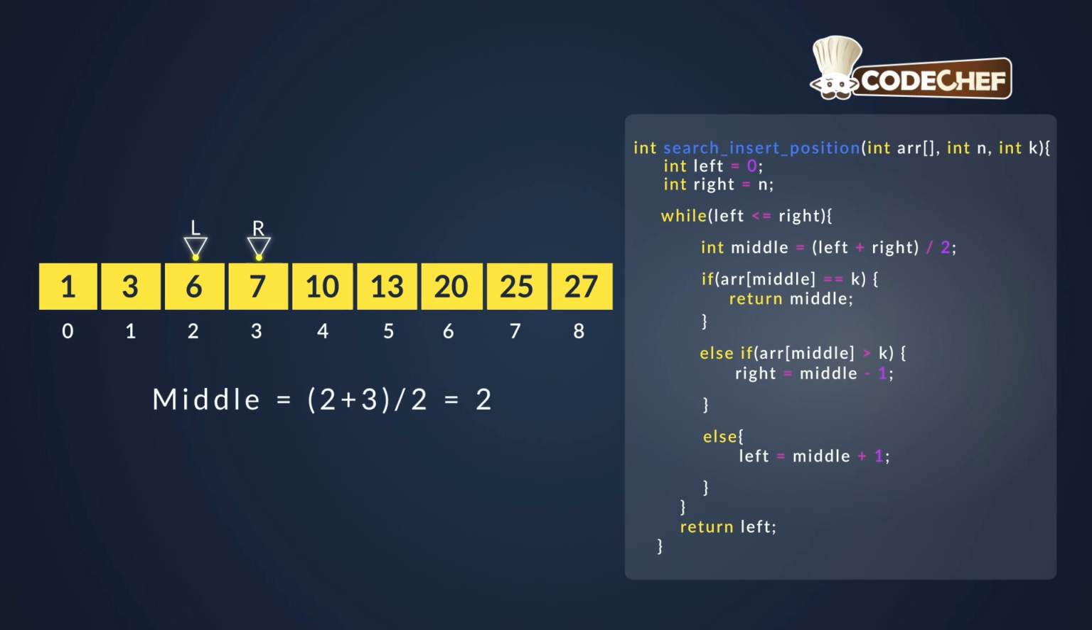New middle index, 2 plus 3 divided by 2 equals 2. The middle element is 6. Since 9 is greater than 6, we move left to middle plus 1, which is index 3.